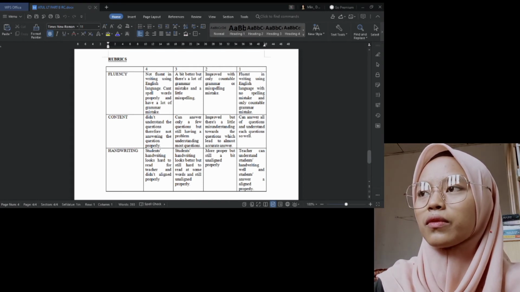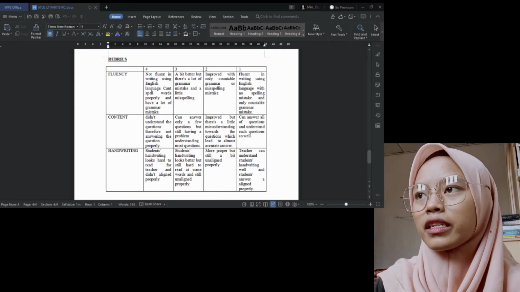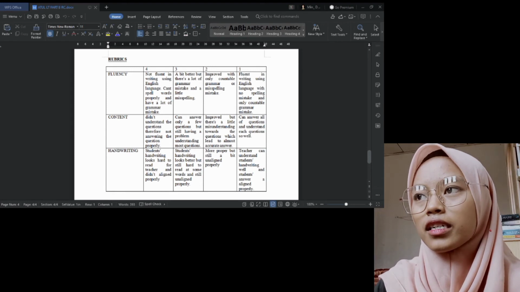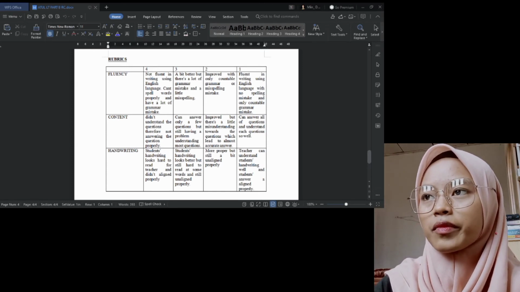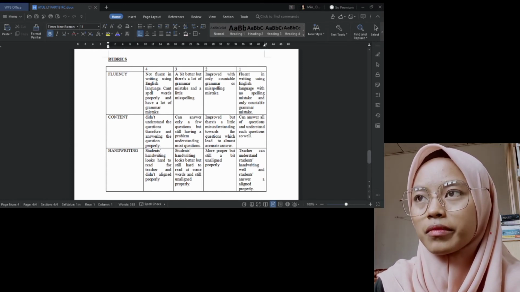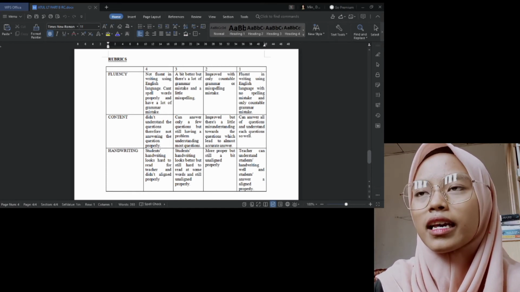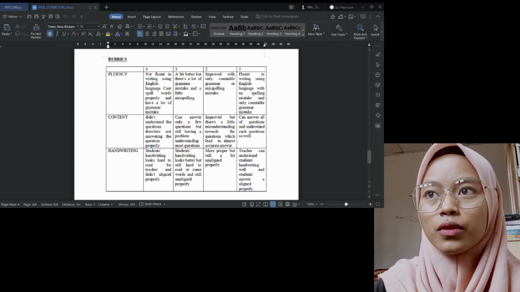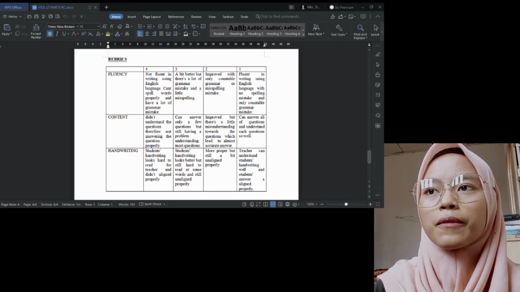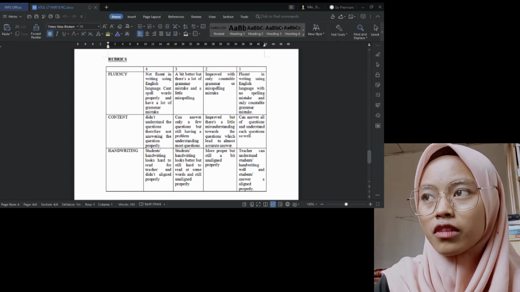The first criterion is fluency. Starting with the lowest, which is number 4: not fluent in writing using the English language, cannot spell words properly and has a lot of grammar mistakes. Number 3 is a bit better, but there are a lot of grammar mistakes and a little misspelling. Number 2 is improved, with only countable grammar and misspelling mistakes. And number 1, which is the highest, is fluent in writing using the English language with no spelling mistakes and only countable grammar mistakes. The second criterion is content.